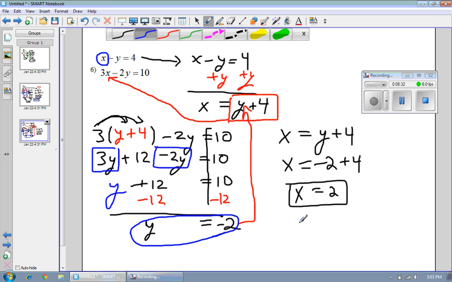So what's our answer going to look like? An ordered pair. We write 2 first. That's our x number. And then we write negative 2. There's my solution.